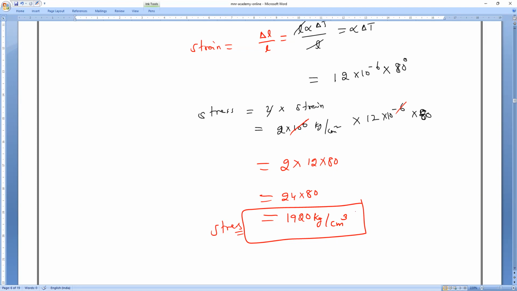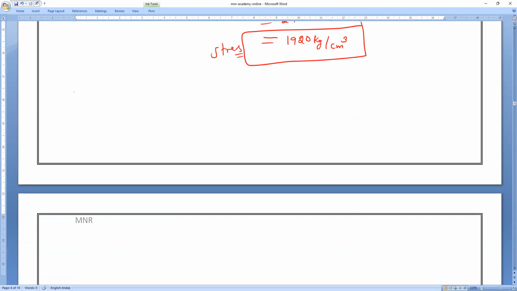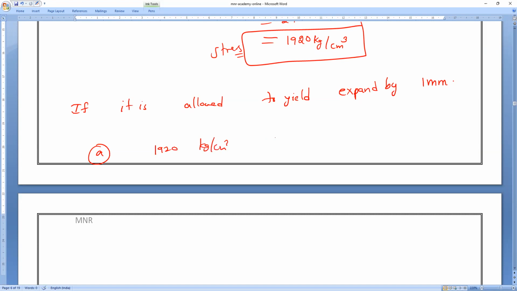Now the next question, the second part. If it is allowed to yield and expand by 1 millimeter, then what is the stress? Either it is the same, or it will increase, or it will decrease. That is our target. So let us see now.